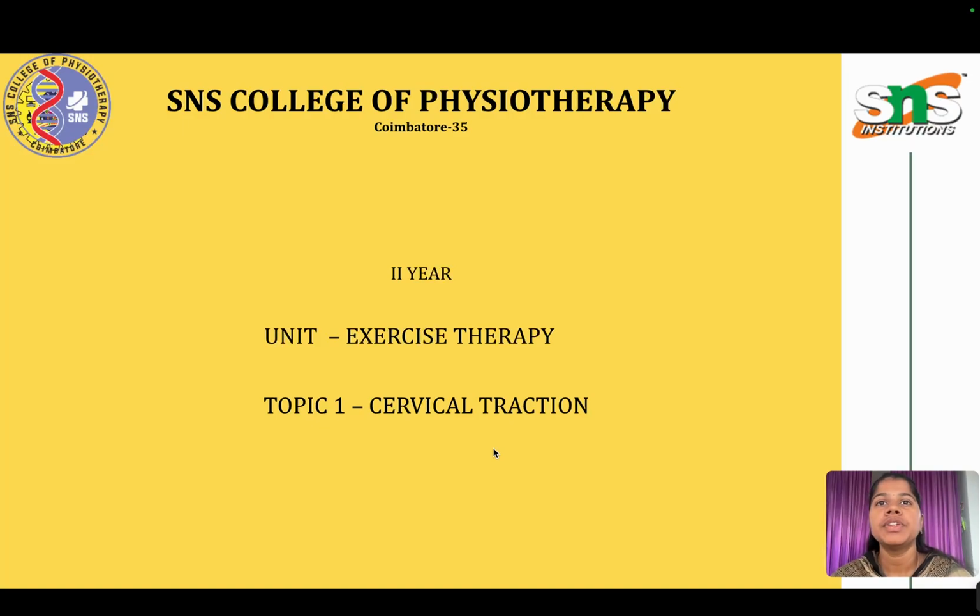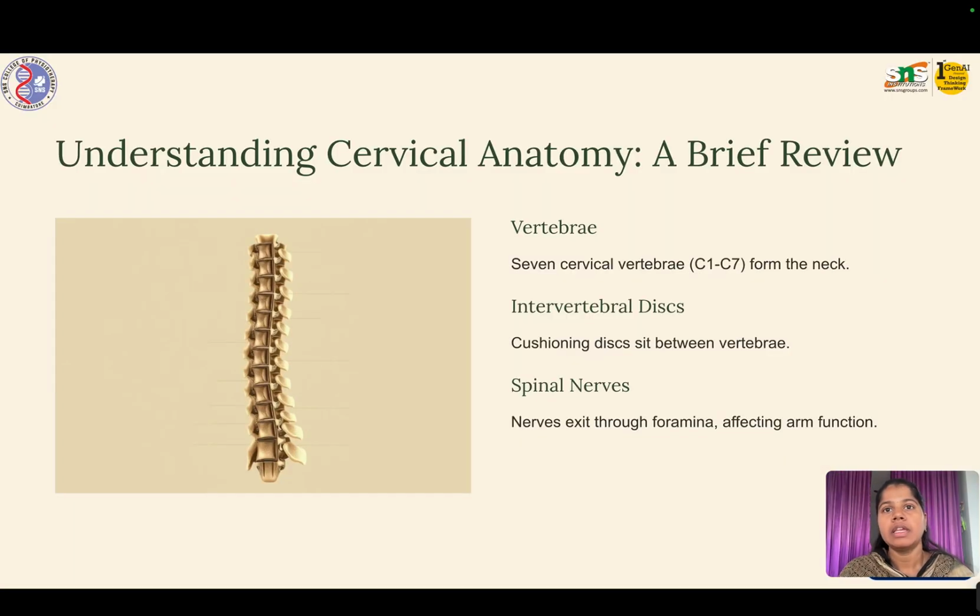Hello all. Today we are going to explore a very important and commonly used modality in physiotherapy, that is cervical traction. This is especially relevant for patients suffering from neck pain, nerve root compression and cervical spinal issues. Yes, let's begin with the basics, cervical anatomy.